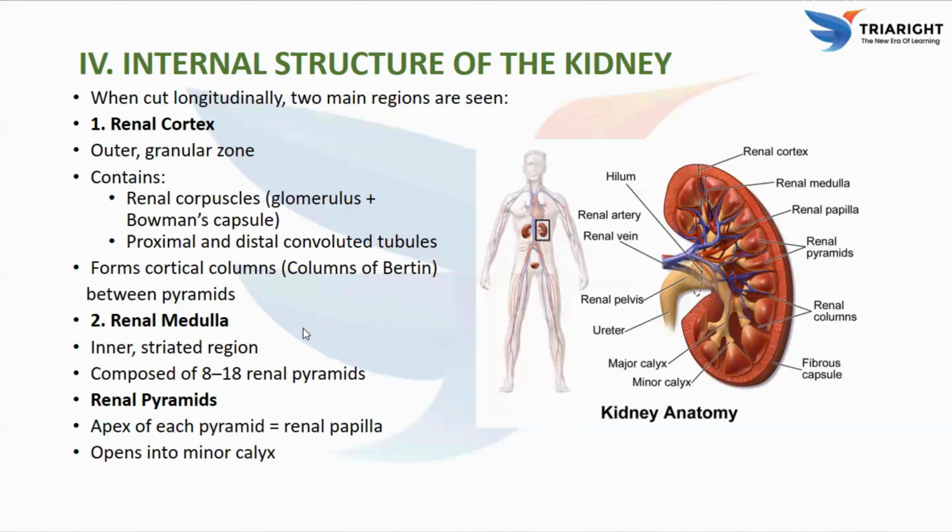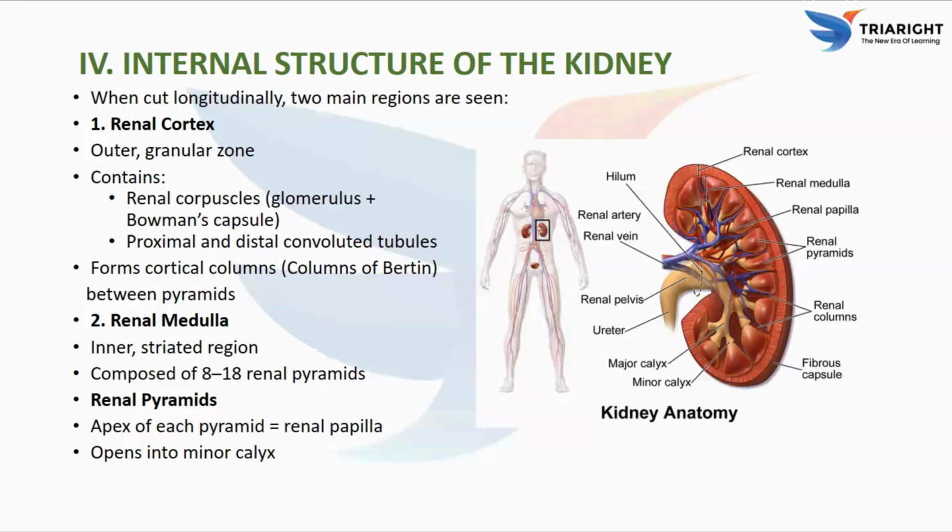The second region is renal medulla. Renal medulla is the inner part of the kidney. It has a striped or striated appearance due to long loops and ducts. So what does it contain? It contains 8 to 18 renal pyramids. It is a triangular shaped structure. It is made up of loops of Henle and also the collecting ducts. Why are these renal pyramids important? Because the apex of each pyramid is the renal papilla. The urine drains from the papilla into the minor calyx.